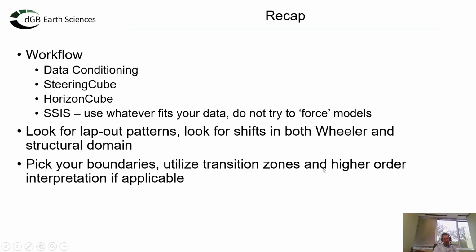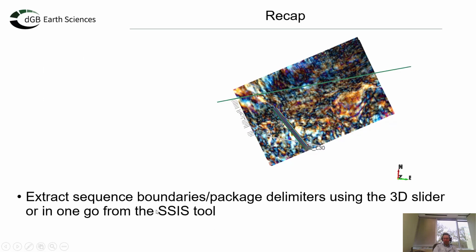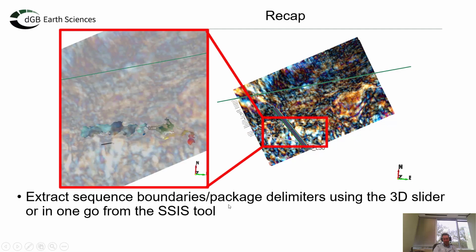And then what we can do is we can extract sequence boundaries or package delimiters, for example using the SSIS tool, but also we have a 3D slider. If you'd like to view the horizons in 3D, you can use a 3D slider instead, and you can extract horizons that way to pinpoint these interesting features. I've just highlighted that reef structure that we saw in the demo just now, plus this lobate feature.